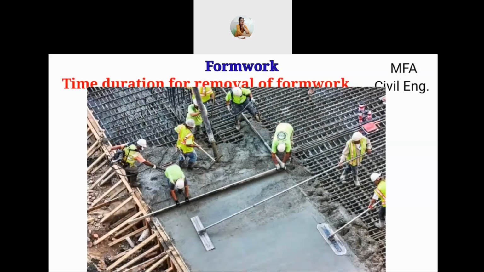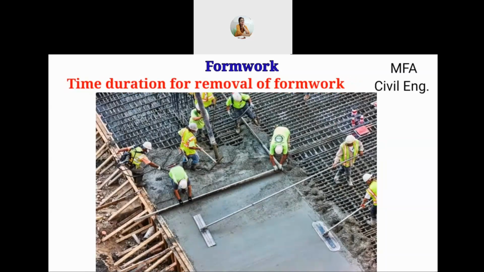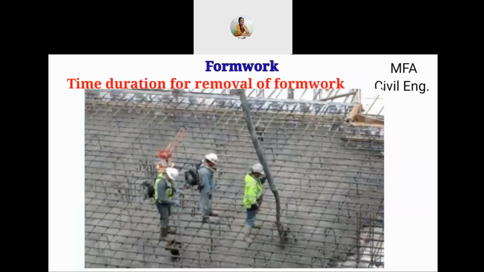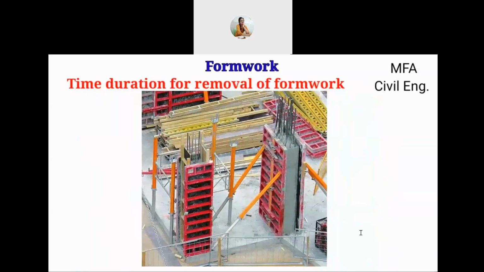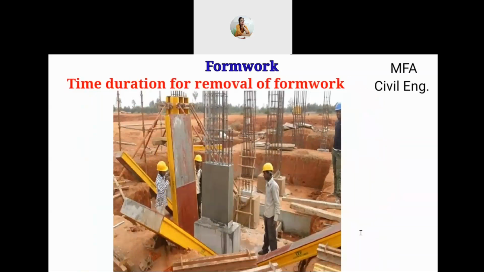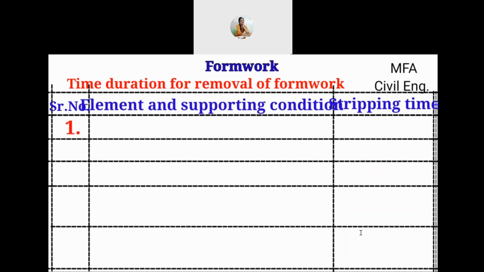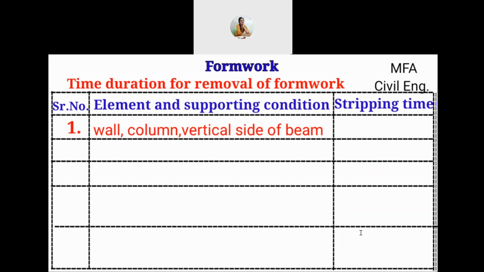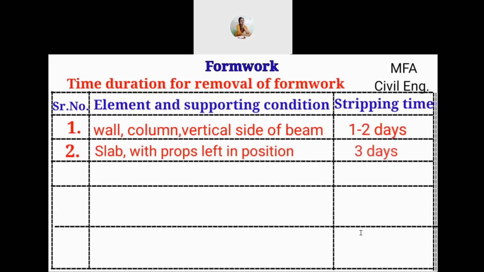After pouring the concrete in the formwork of various sections like beam, column, slabs and foundation, the formwork is to be removed after some time. The removal of formwork after the concrete has set is called stripping of formwork. The time for stripping different formwork as per Indian Standard 456:2000 is as follows. For walls, columns and the vertical sides of a beam, the formwork can be removed after 1 or 2 days of concrete placing. For slabs with props left in position, the formwork can be removed after 3 days.